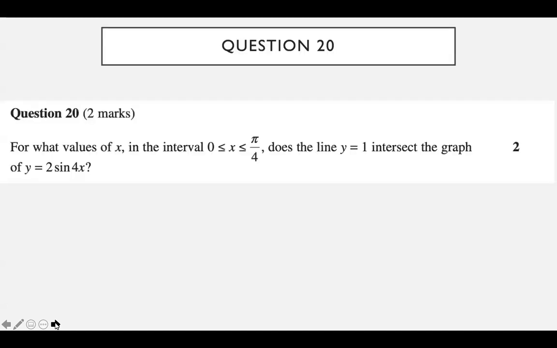The next question we looked at was question 20. For the values of x in the interval of 0 to pi over 4, for what values does the line y equals 1 intersect the graph of y equals 2 sine 4x? A wonderful opportunity for students to demonstrate not only an interaction with the question to show that they understood what the question was asking of them, but also the ability to solve a trigonometric equation.